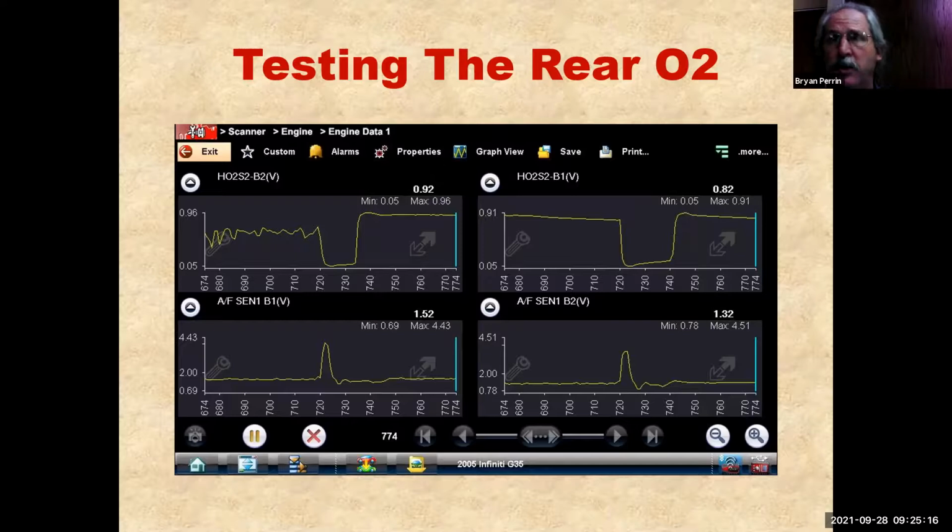They can see rich or lean. So let's see if my front sensors can. My front sensor on bank 1 went to 690 millivolts. Bank 2 went to 780. Bank 1 went to 4.43 volts and 4.51. So these are similar, right? I mean, there's really not something that shows there's a problem here. They're very close. Certainly not something I'm ready to start putting parts on with.